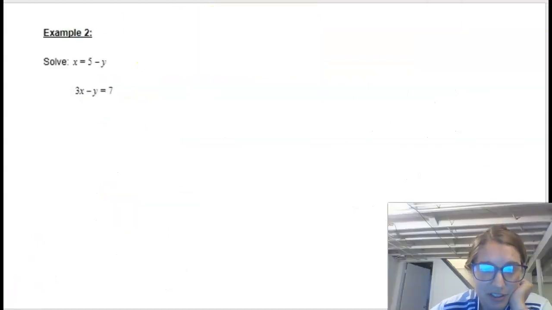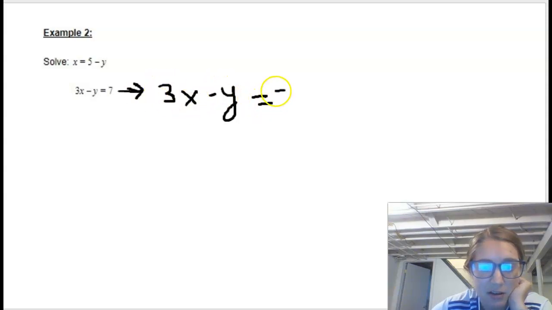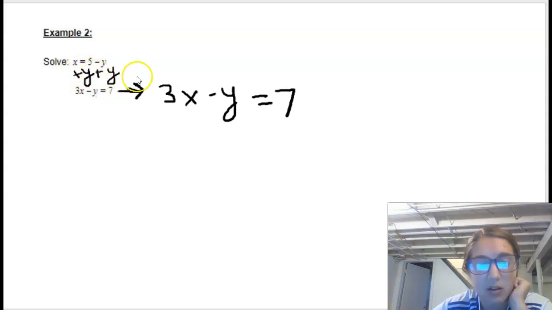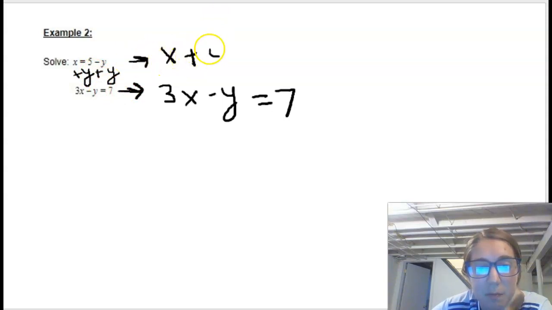Okay, now we're on to example 2. We're going to follow our first step. I want everything in standard form. This second equation is in standard form, so I'm just going to rewrite it as it is. I need to add y to both sides to get the first one in standard form.